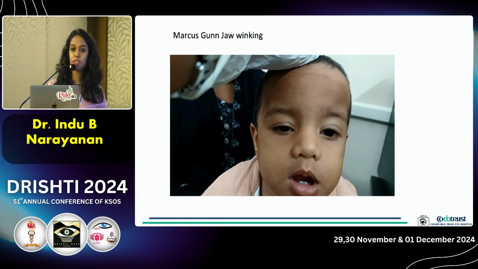So in a case of Marcus Gunn jaw winking, always ask the parents what their concern is, if it is more the ptosis or if it's the jaw winking phenomenon. And you can counsel the patient accordingly. You can plan ahead based on that.